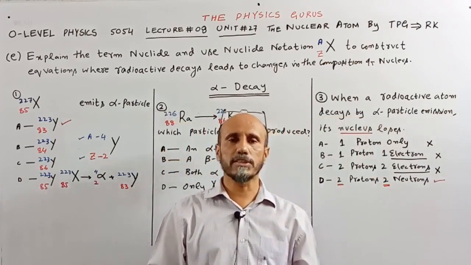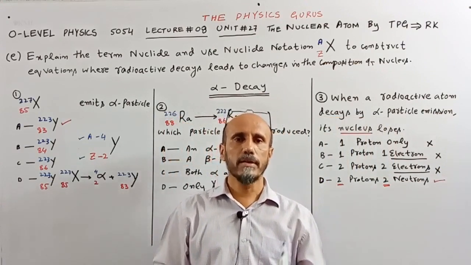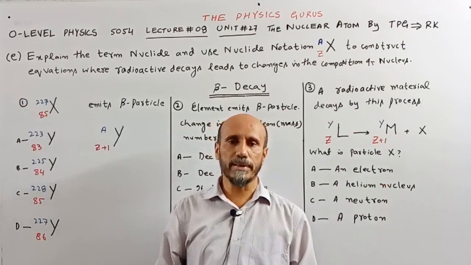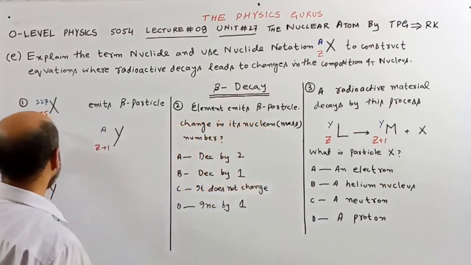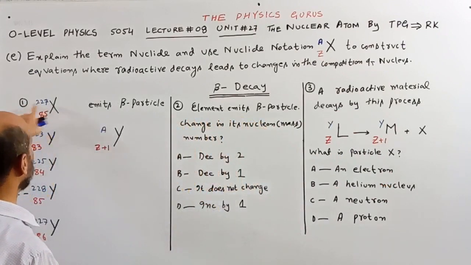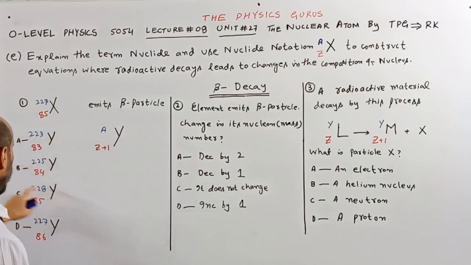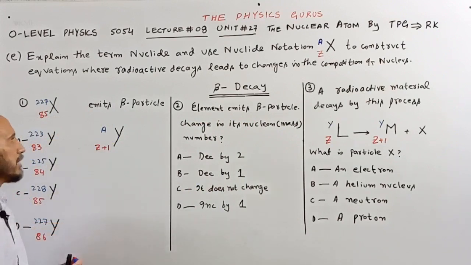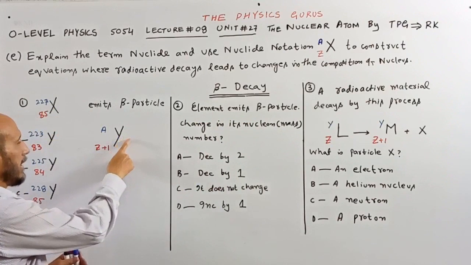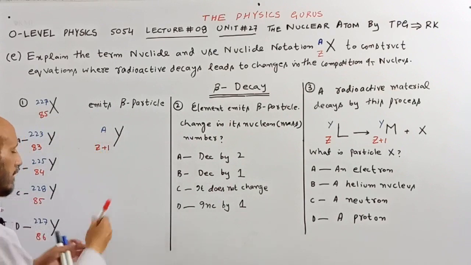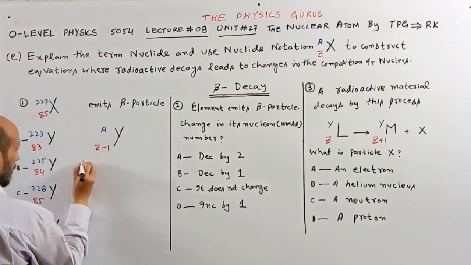Now we will discuss the examples of beta decay by considering examples from past papers. An element 85X227 emits a beta particle. Which option is correct? 83Y223, 84Y225, 85Y228, 86Y227. Obviously we know that in case of emission of a beta particle, the new element has the following characteristics: its value of A remains as it is and the value of Z is increased by 1. So write down the equation over here.